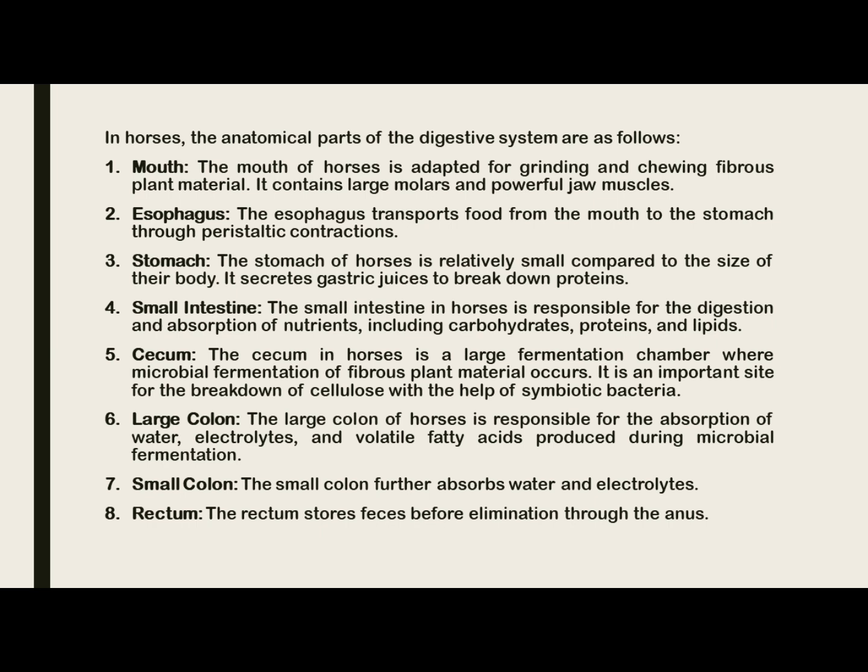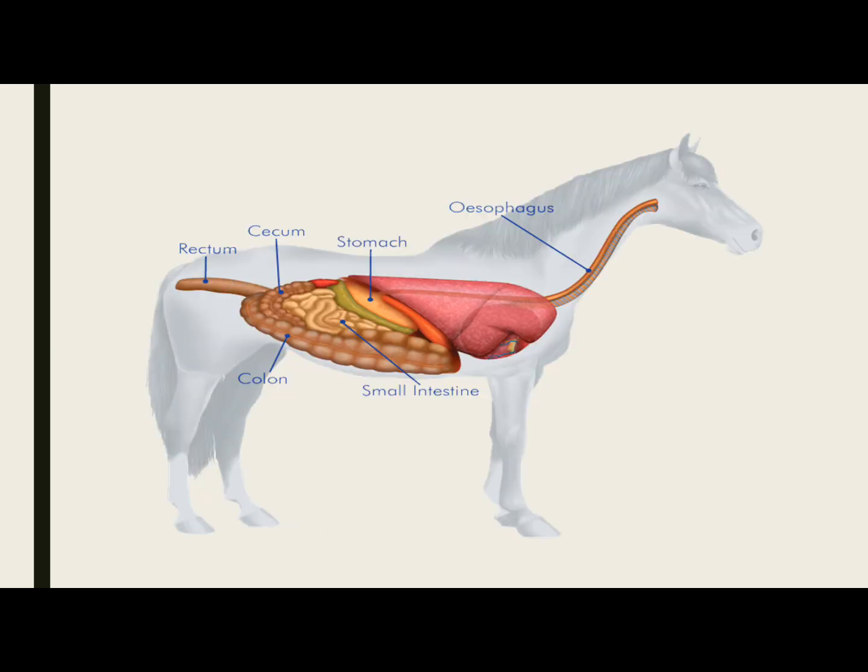Large colon. The large colon of horses is responsible for the absorption of water, electrolytes, and volatile fatty acid produced during microbial fermentation. Small colon. Small colon further absorbs water and electrolyte. Rectum. The rectum stores feces before elimination through the anus.